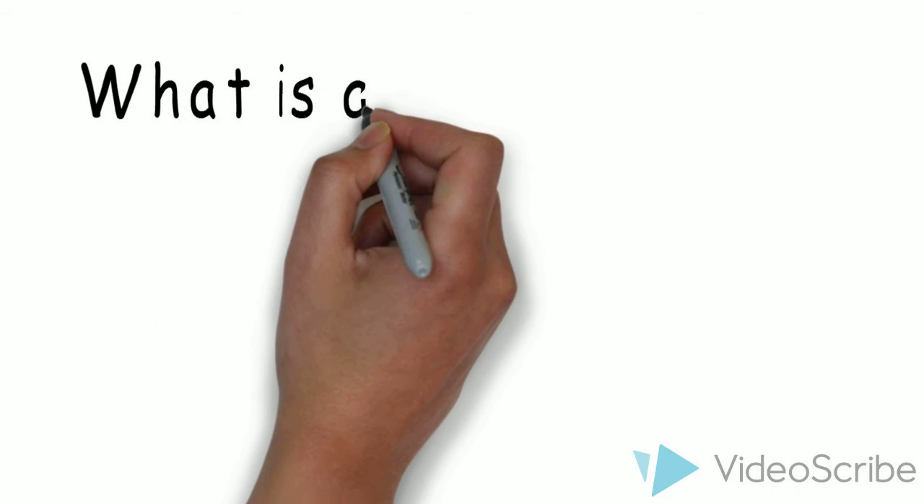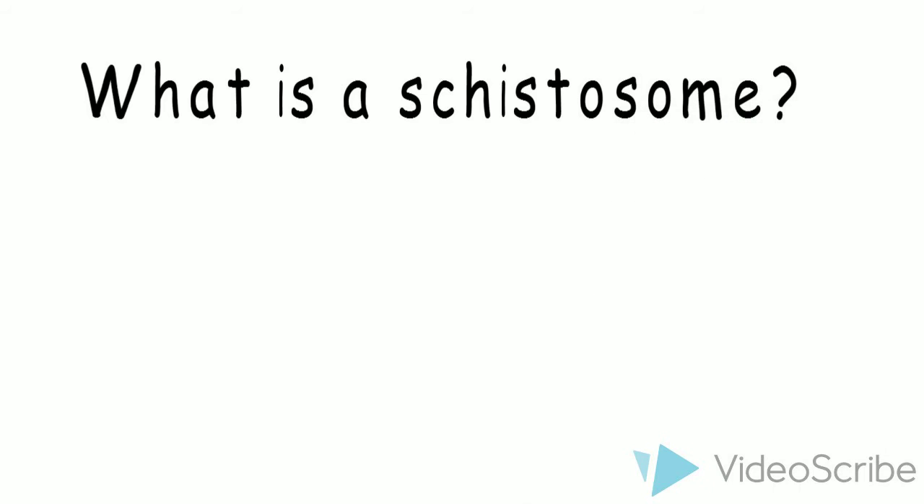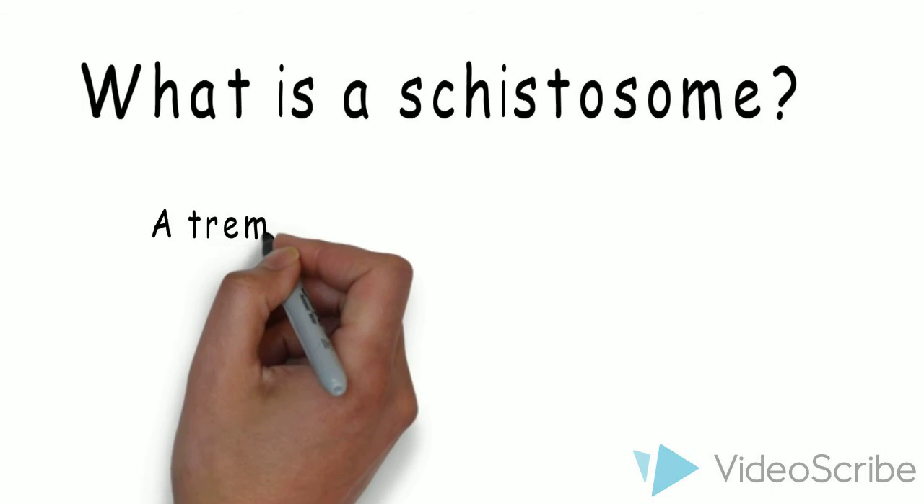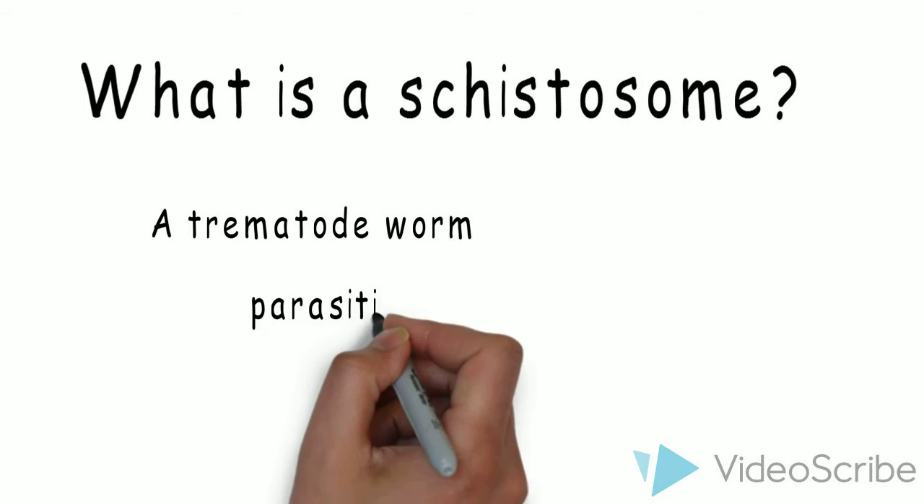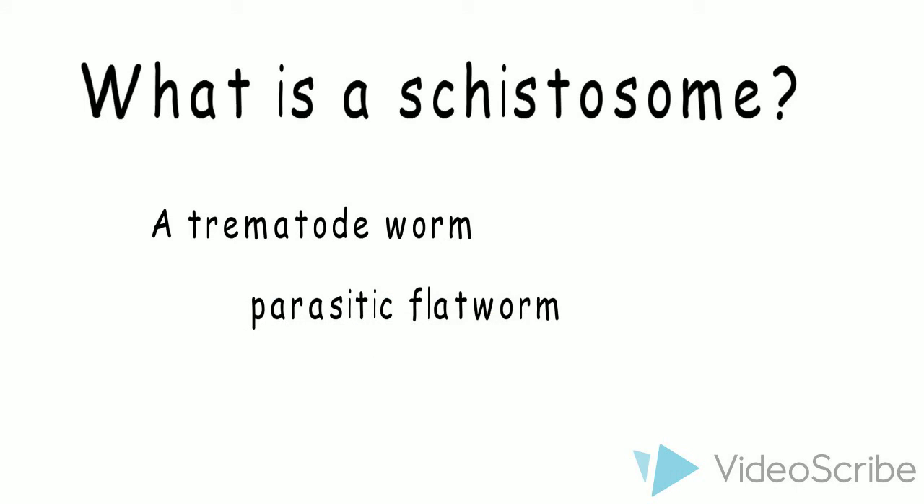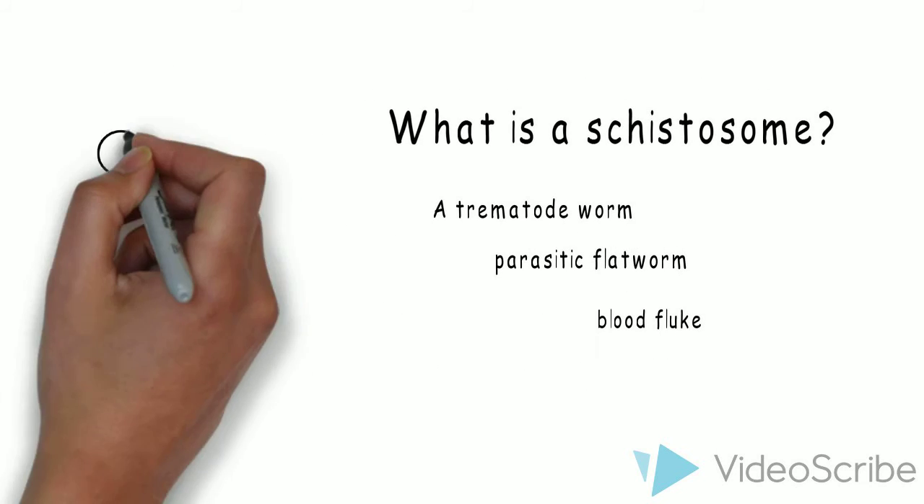In this video, we'll look at parasite control using schistosomes as an example. So what are schistosomes? They're trematode worms, or parasitic flatworms, and they're also known as blood flukes. They look a bit like this.